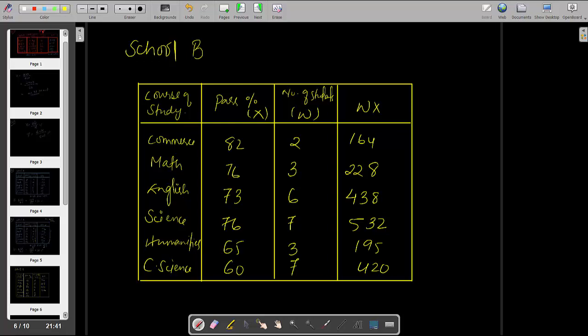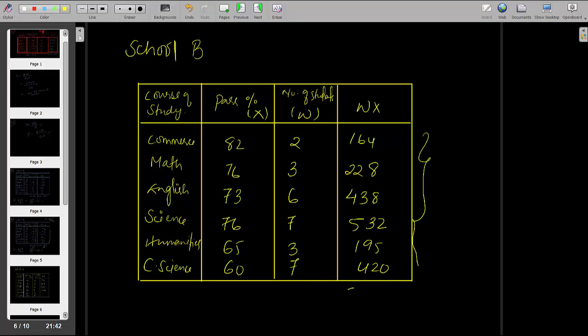Okay, now what you have to do, you have to add up all this to find out what? Sigma WX. To find out this, you have to add up all the values. Let's add up 164 plus 228 plus 438 plus 532 plus 195 plus 420, which gives you 1977.